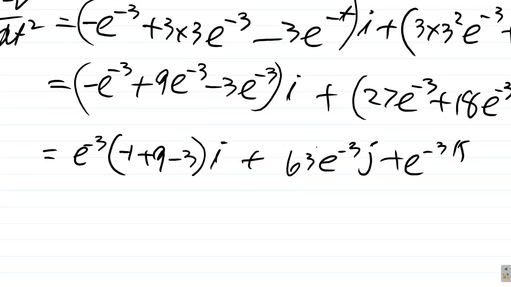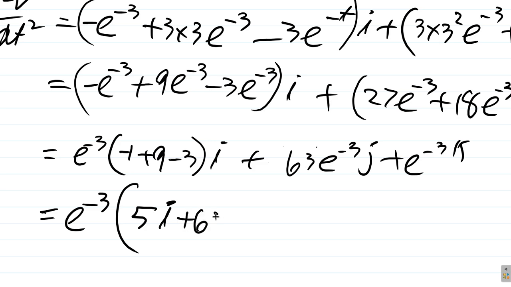We could factor out and say this is equal to e to the negative 3 times 9 minus 1 is 8, minus 3 is 5, 5i, plus 63j, plus k. Alright. So that's what we have there.